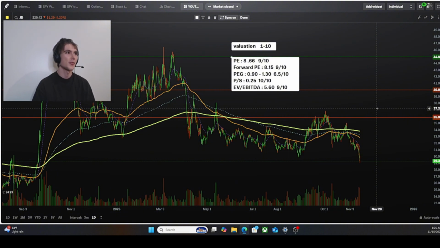So that's my evaluation breakdown on JD, why it looks cheap, why it's falling, and what I may do if my option expires in the money without intrinsic value.